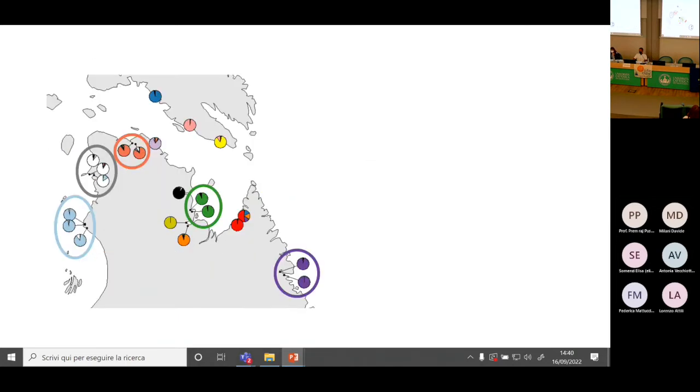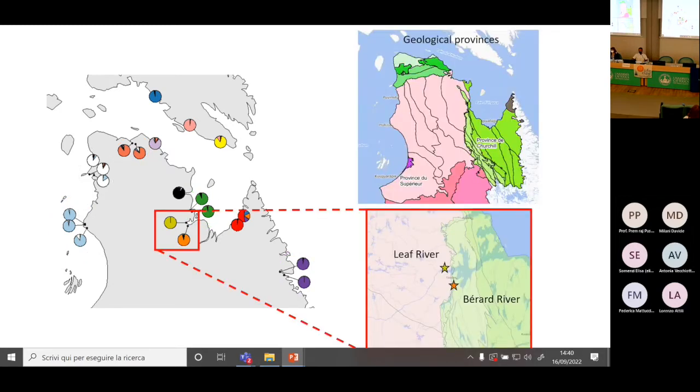I thought it was interesting to see how really close-by populations could not be differentiated based on our dataset. So we can expect that in those close-by rivers, there might be a lot of gene flow happening. But one interesting case is those two rivers that really are sharing an estuary. They flow into the same bay, the Leaf and Bérard Rivers. Going further into this, we found it really interesting that they actually sit on the border of two major geological provinces, the Superior Province and the Churchill Province. So the rock underneath is really different.